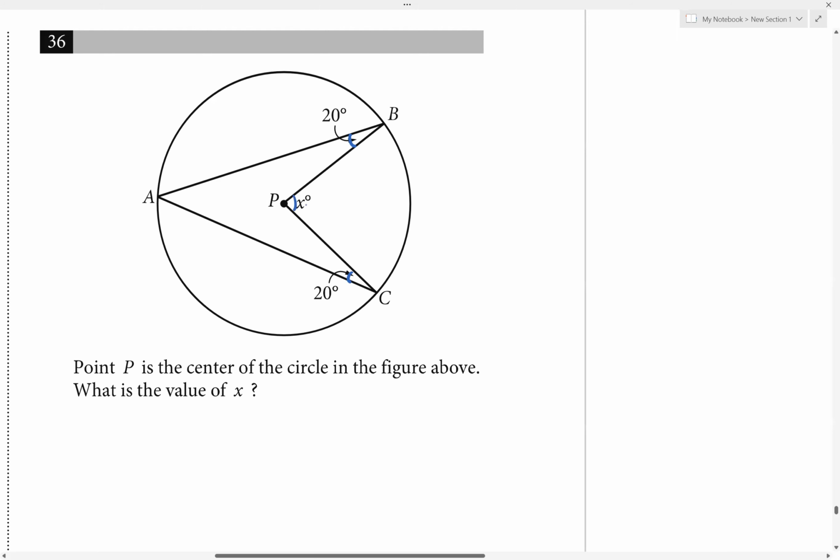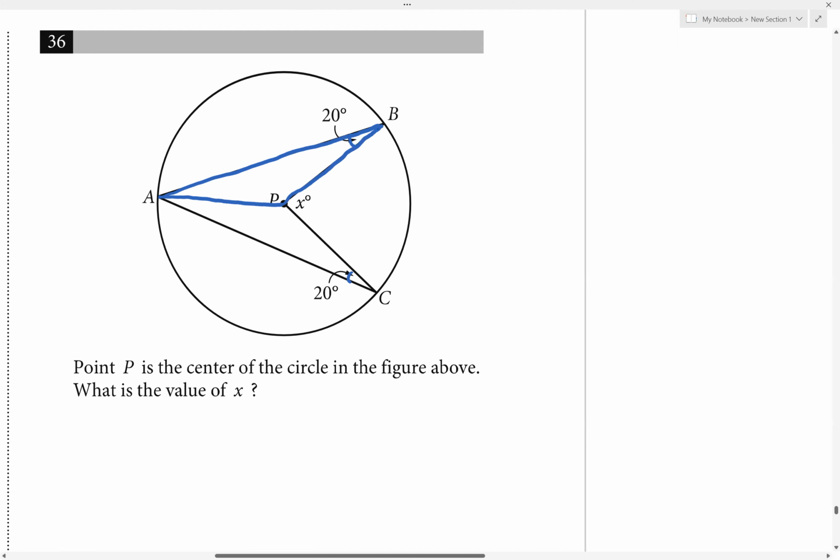At first it's hard to see how the x degree angle is related to these two 20-degree angles. But what we can do is split this shape, which looks like a V shape, right down the middle, and you see we can make two triangles. And these two triangles are not just regular triangles, they are actually isosceles triangles.